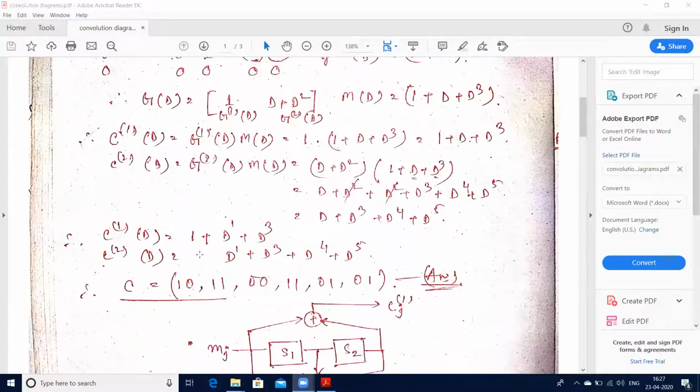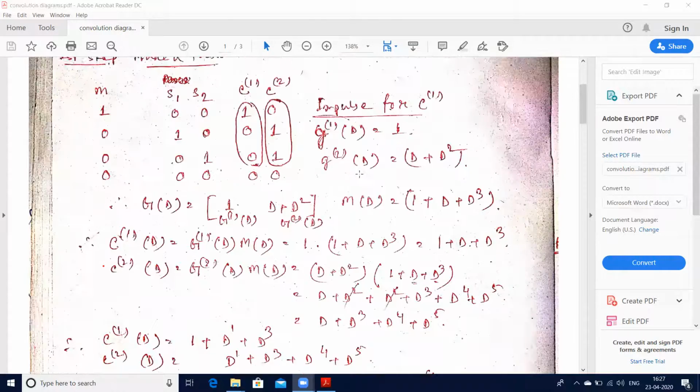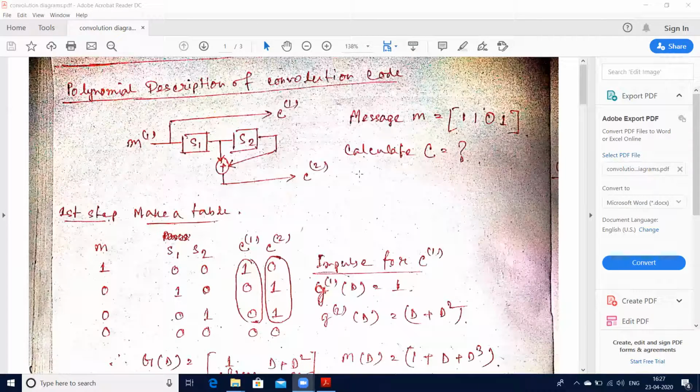Then you have to write the final answer, the final code word, with the coefficients of C1(D) and C2(D). So in this way, we are getting the result. This is the final result. So this is your polynomial description of the convolutional code.